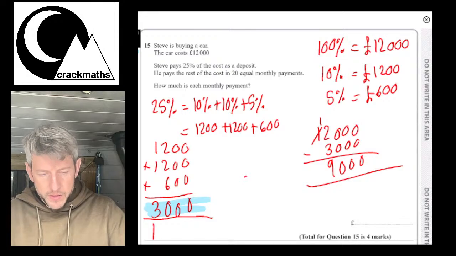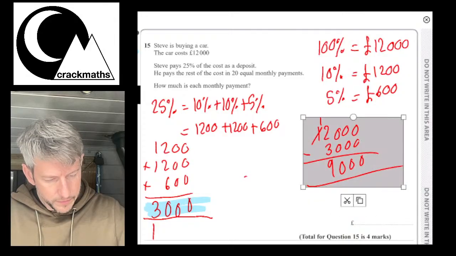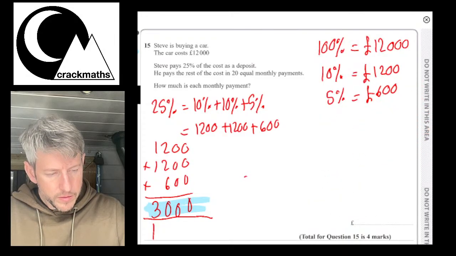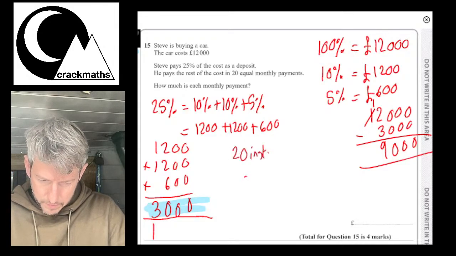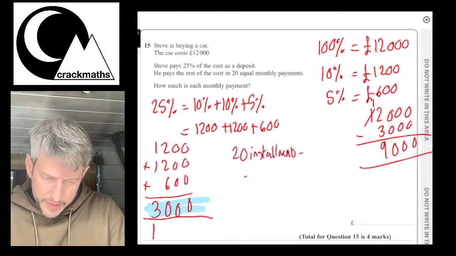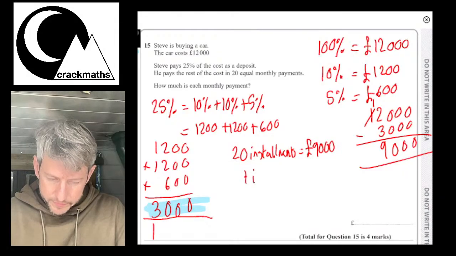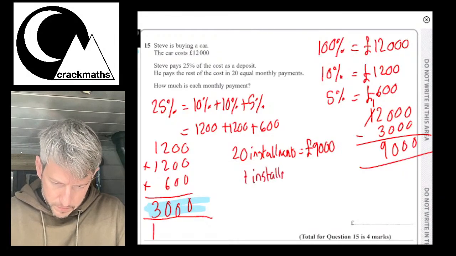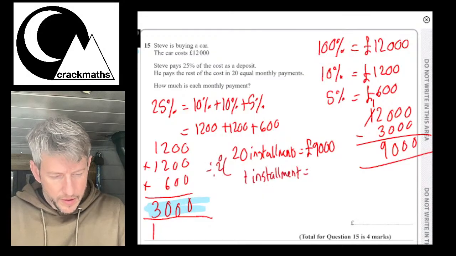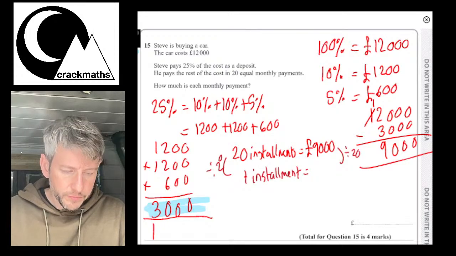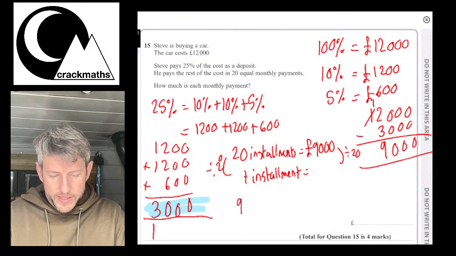So we've got to think about that. Let me just shrink this over here. So if 20 instalments equal £9,000, we want one instalment. So we're going to have to divide this by 20, and we'll divide this by 20 as well. In order to do 9,000 divided by 20, I'm just going to write it as a fraction.